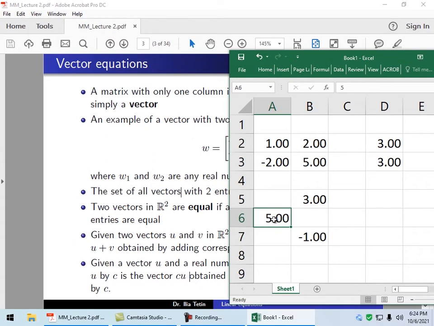So we need to compute the scalar times this entry, scalar times this entry. So obviously 15 and minus 5, this will be the combination of scalar c and the vector u. Okay, so this is the result, and this result is called cu, the scalar multiple.